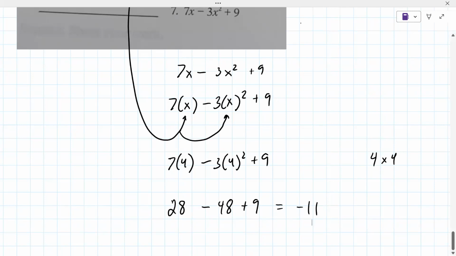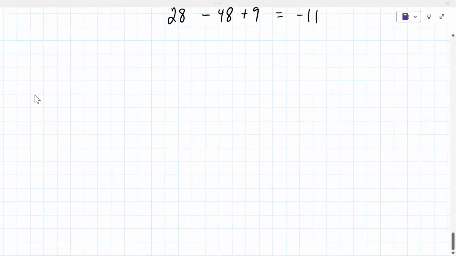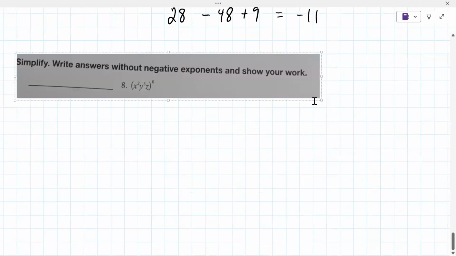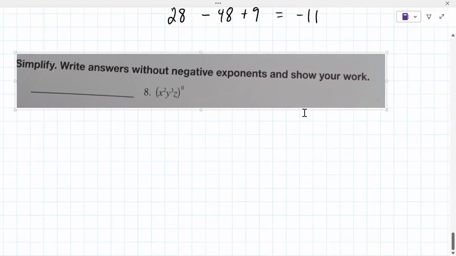Okay. All right, good. So we've got three more questions here. Plenty of time to get these all done. Right. Here we go. Number eight. So it says for all of these, write the answers without negative exponents.